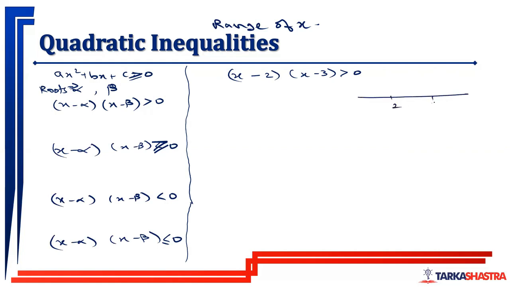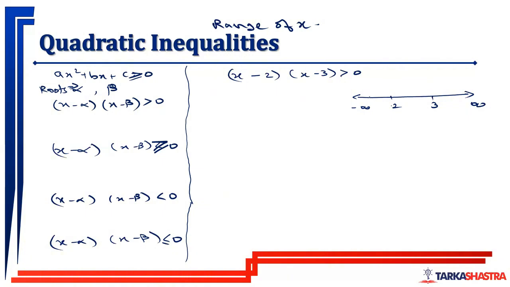If we have something like this, we plot a number line with 2 and 3. We can take any value between these. In fact, there are three ranges: minus infinity to 2, 2 to 3, and 3 to infinity. Let us substitute any value from all these three ranges and see whether the inequality works or not.